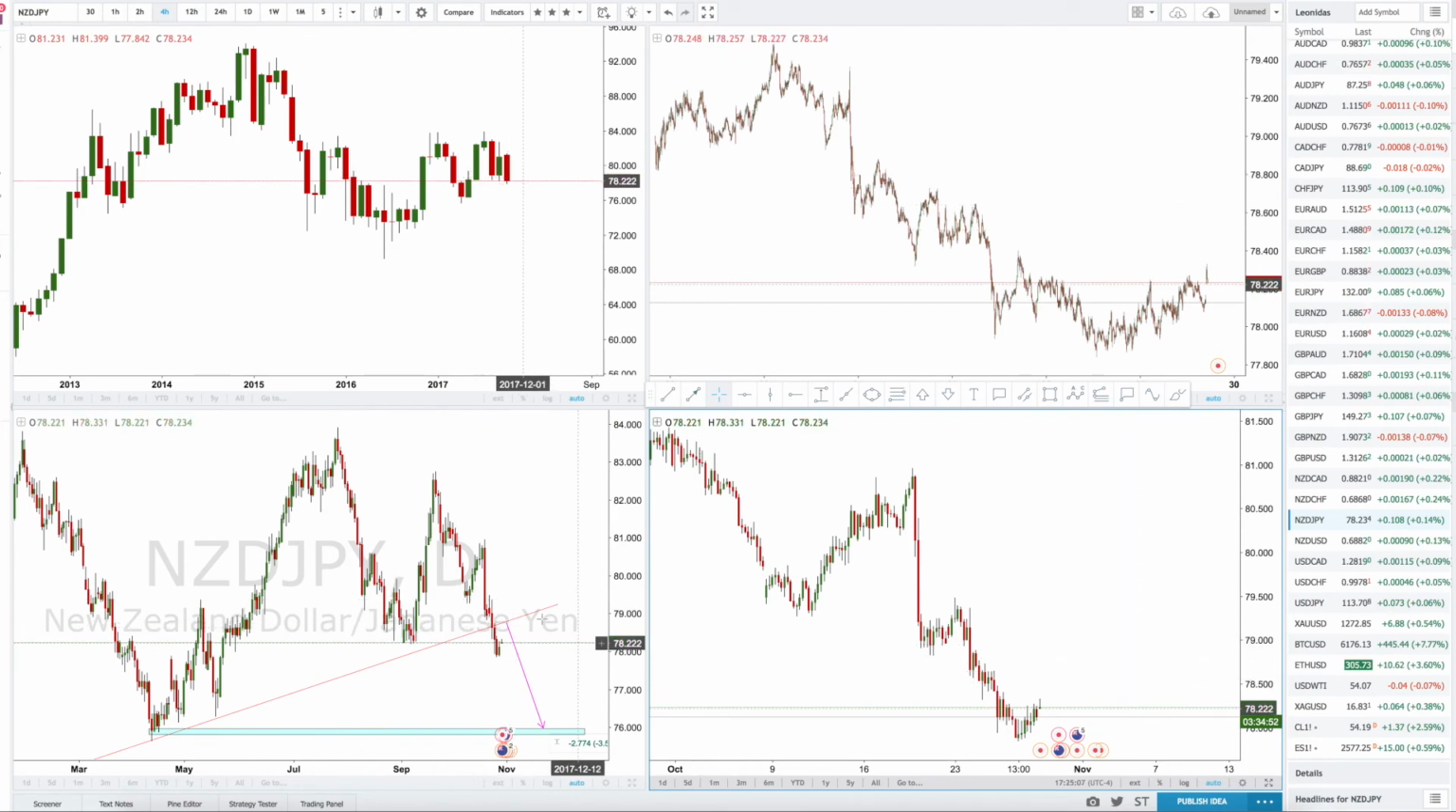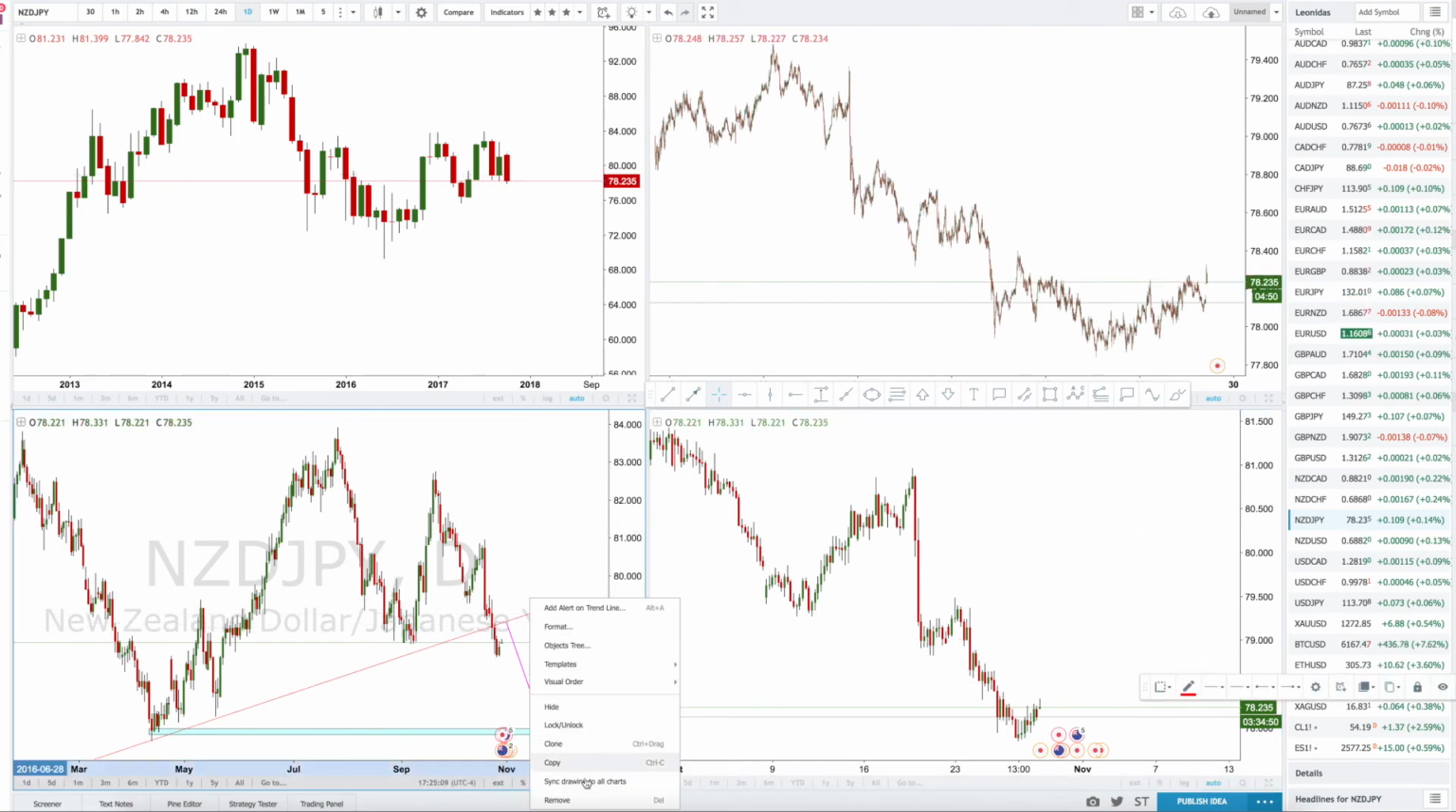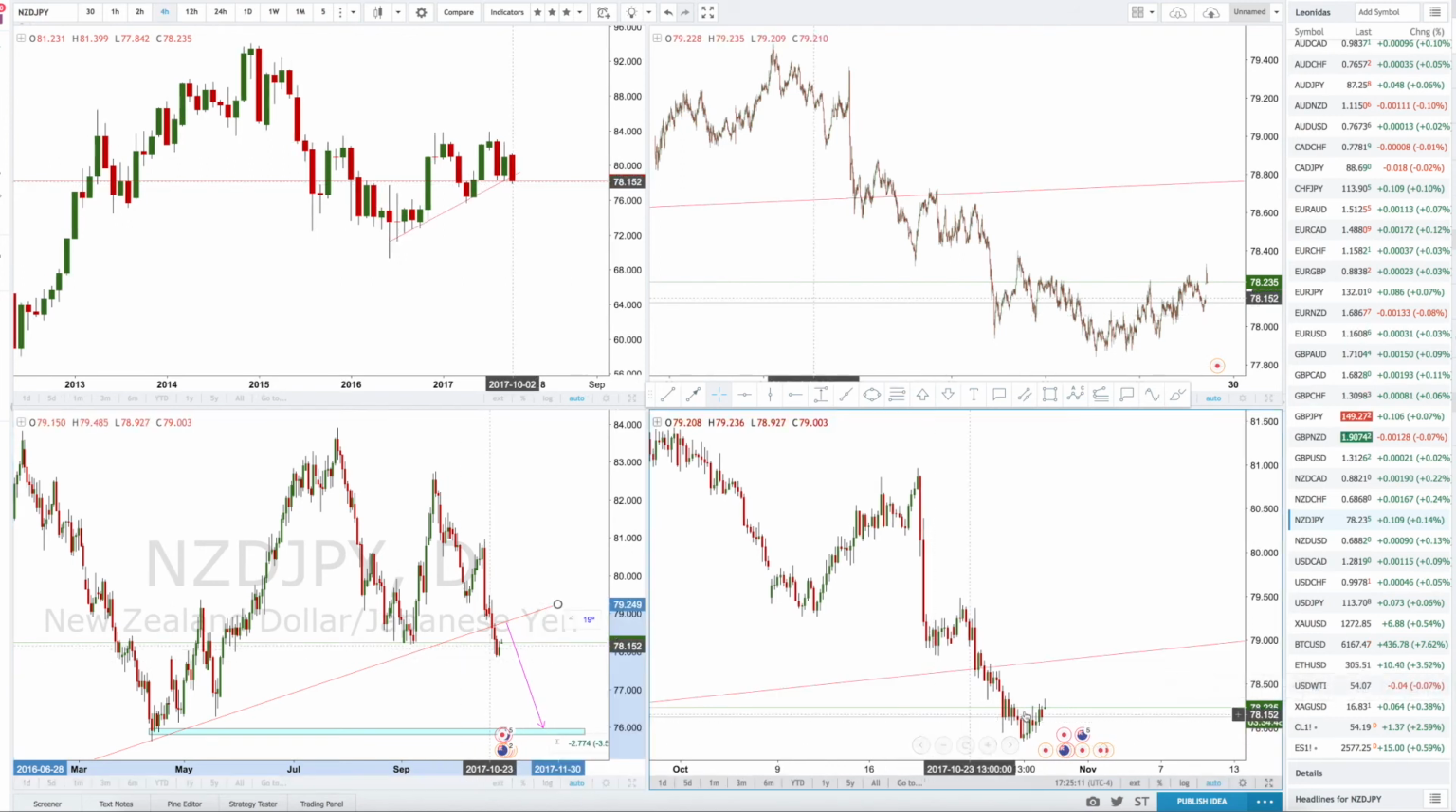Not a bad trade. Pretty simple stuff. Let's put it on all the charts. Yeah, that's a pretty good trade. I'll probably take it.